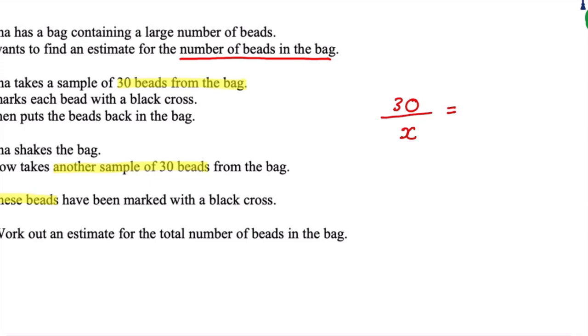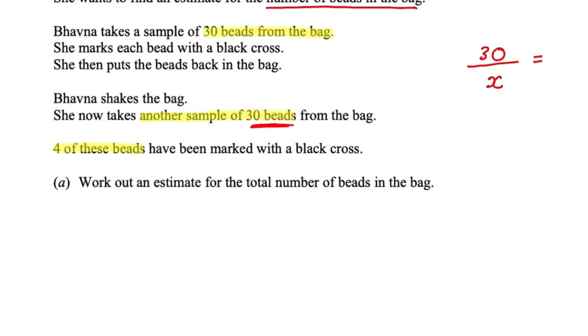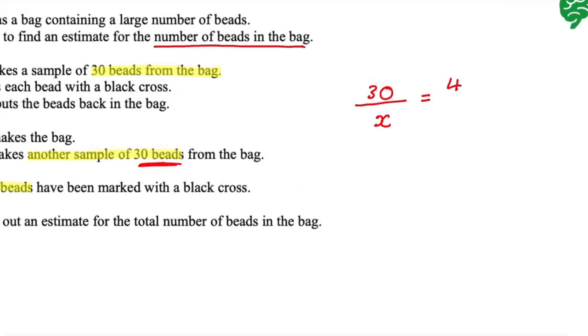Now we're going to make that equal to our second selection. We've shaken the bag, and now we're going to pick out some more beads. We've picked out 30 beads this time, and 4 of them have been marked. Originally the 30 beads that we picked out, we marked each of them, and then we put them back in the bag. Then we shook the bag, and then we picked out 30 more beads, and 4 of these have already been marked when we picked out first. So if we write that as a fraction, 4 of the beads have been marked out of a total of 30.